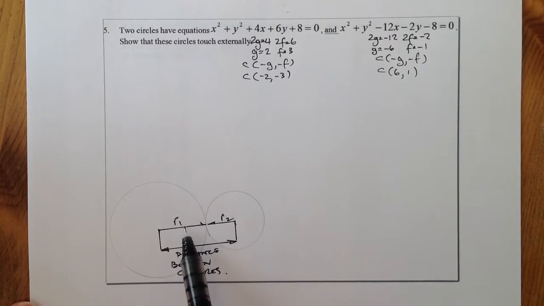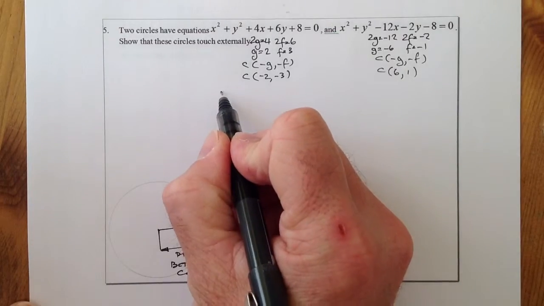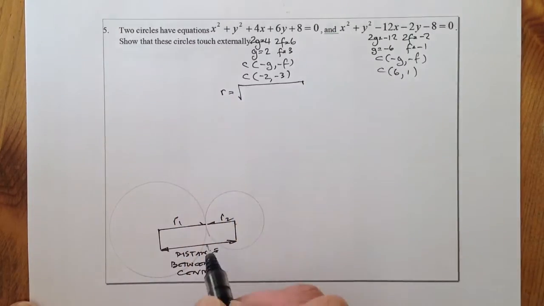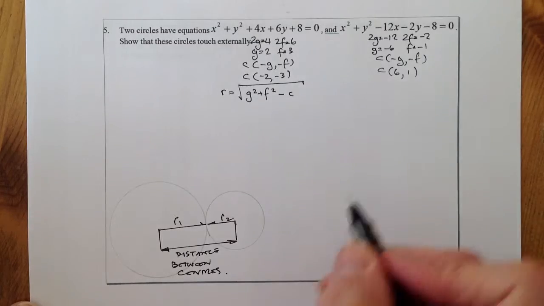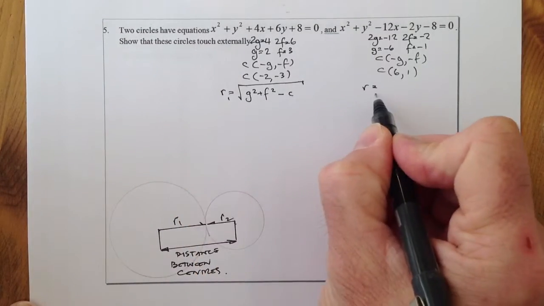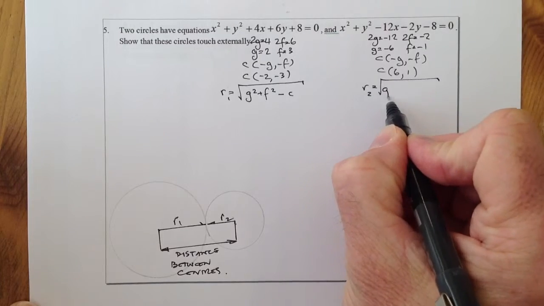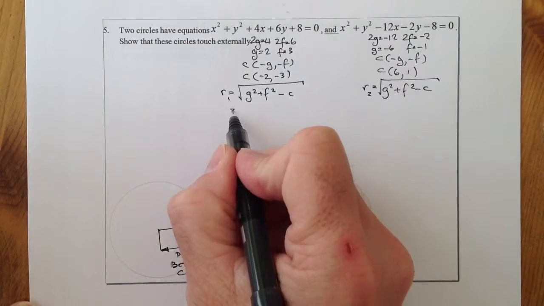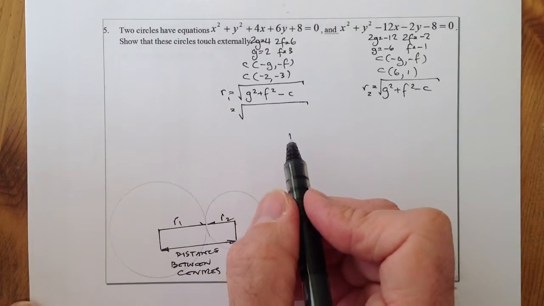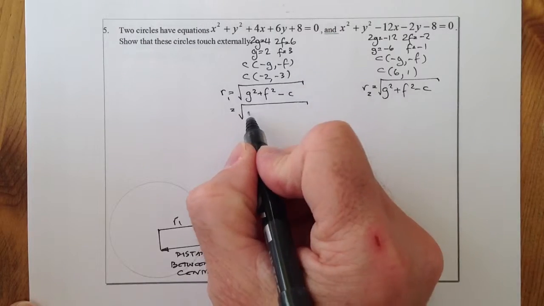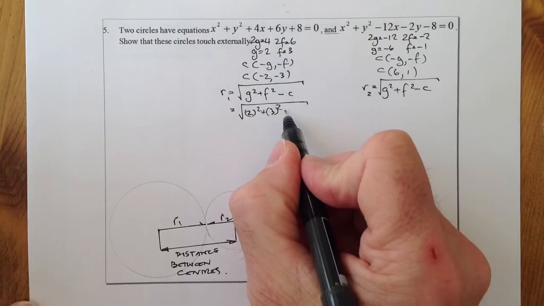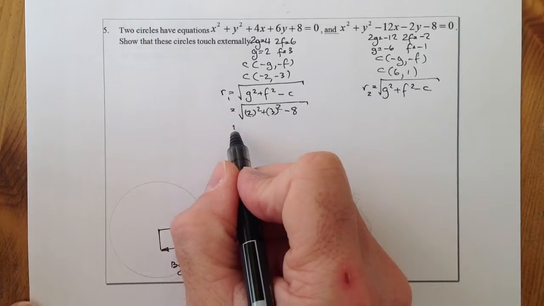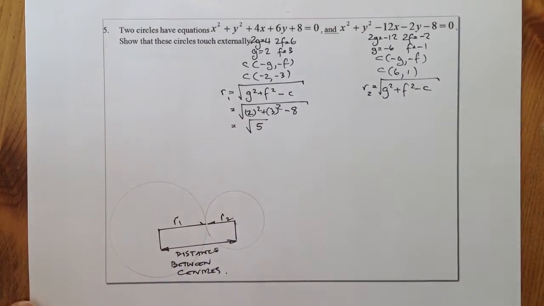I need the radii of circle 1 and circle 2, so I'll go ahead and do that as well. I'm going to look at the formula sheet again for the radius. It's going to be the square root of g squared plus f squared minus c. So that'll be radius 1, radius 2. Right then, I'll substitute the values in here. For the first, g was 2, f was 3, and c is 8, so that'd be minus 8. That's going to give me root 5 if I work that through.